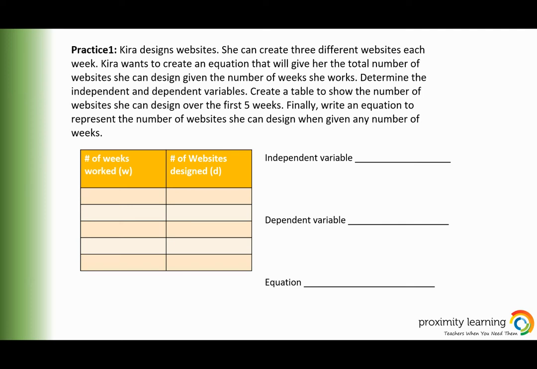Kira designs websites. She can create 3 different websites each week. Kira wants to create an equation that will give her the total number of websites she can design given the number of weeks she works. Determine the independent and dependent variables, create a table to show the number of websites she can design over the first 5 weeks. Finally, write an equation to represent the number of websites she can design when given any number of weeks.